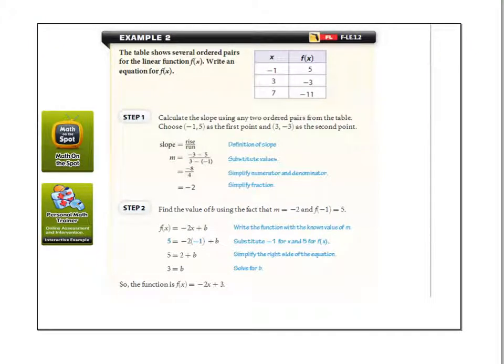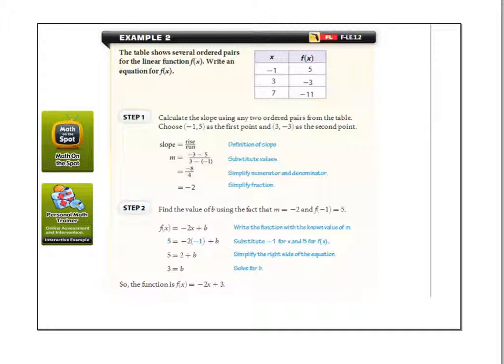Example 2 is probably the most important part of what we're going to learn today, and that's how we write the equation when we're not given the slope and the y-intercept directly. We're going to have to find that information out. So they give us a table with 3 ordered pairs. Sometimes they might only give you 2 ordered pairs, and that's all the information you need. What we're going to do is, since we don't know the slope, and these are just points, we're going to have to find the slope first and then find our b.